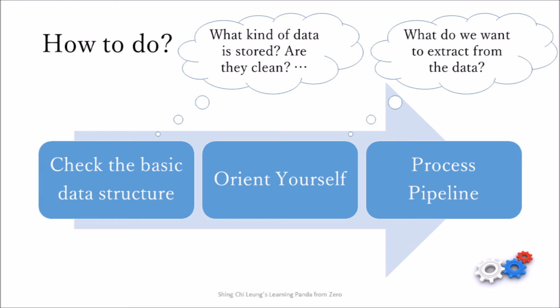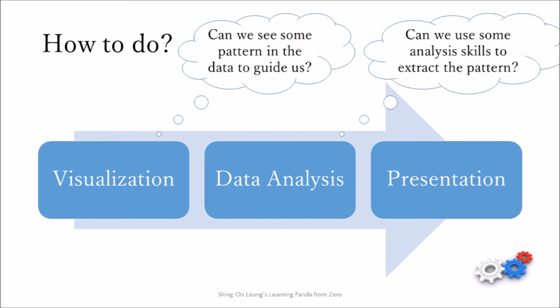Then we will derive our own process pipeline for what we want to extract from the dataset. Even for the same dataset, when the objective is different, the pipeline can also be very different. After the data is cleaned, we want to do some visualization. Visualization is a direct tool for us to check if there are some trends we can extract from the abstract data. We can use a lot of other data analysis tools like machine learning or standard regression methods to derive a model to represent the data.